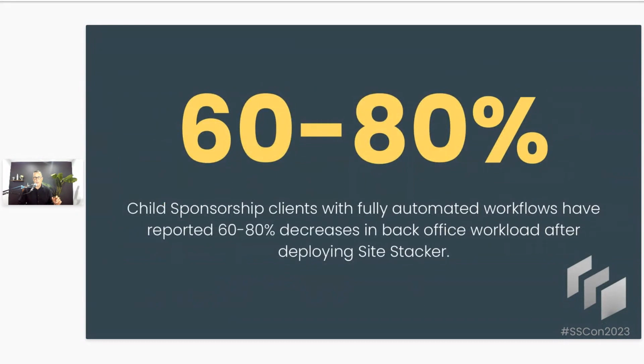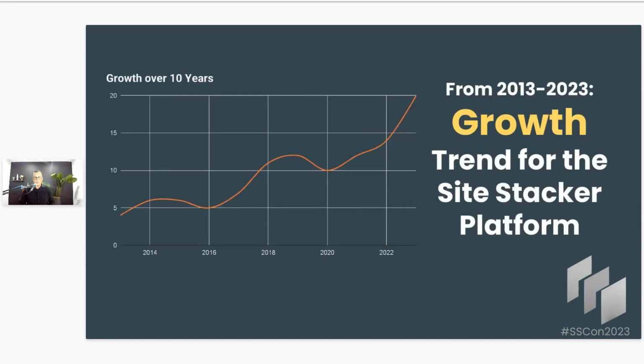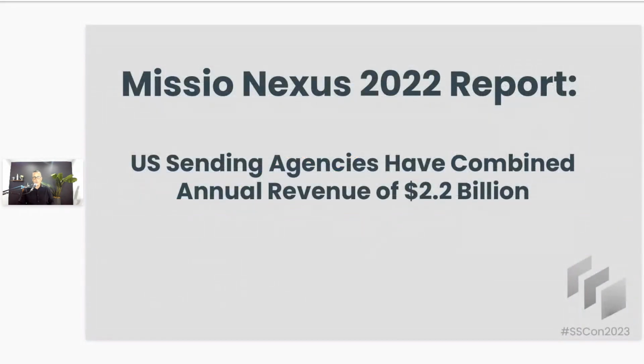Some things we've seen reported, because we automate so many of the otherwise very cumbersome child sponsorship processes: it's been reported back to us that when a child sponsorship organization fully automates all the workflows and incorporates all the goodies that we do in SiteStacker, they report between a 60 and 80% decrease in back office workload in the management functions of running a child sponsorship org. I'll come back to those two slides.